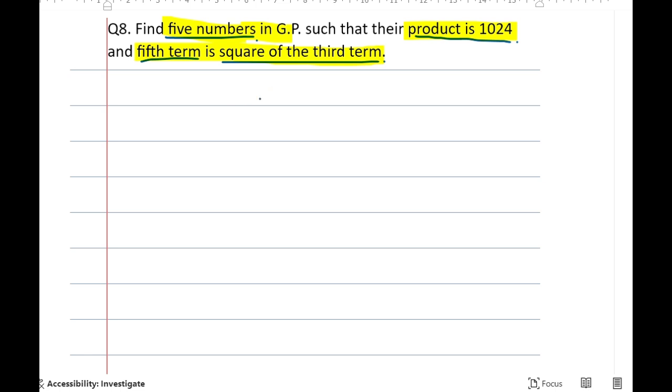You have to take them symmetric so that things get cancelled off whenever needed. So you'll take 5 terms with A being the middle term. Then you have A into R, and over here it will be A by R. Then you have A into R square, and over here you will have A by R square. Now since you've taken these terms, it said that the product is 1024.